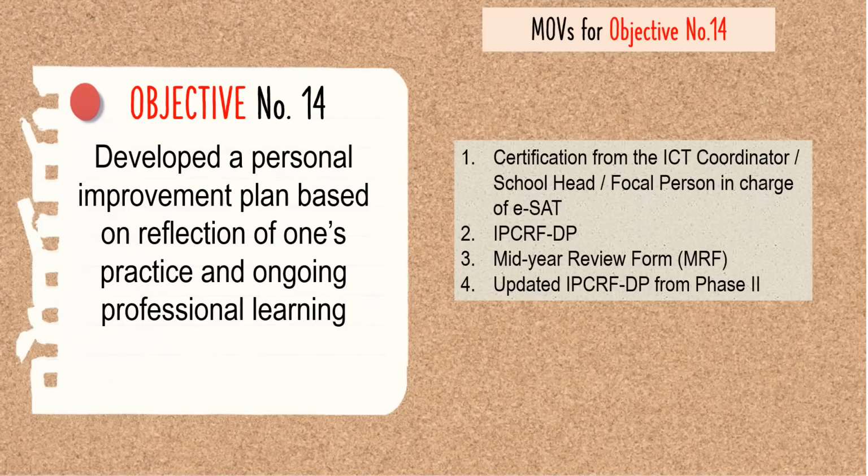Objective number 14, develop a personal improvement plan based on reflection of one's practice and ongoing professional learning. MOVs for this objective, number 1, certification from the ICT coordinator or school head or focal person in charge of ESAT. Number 2, IPCRF DP or yung development plan. And number 3, mid-year review form. Number 4, updated IPCRF DP from Phase 2.